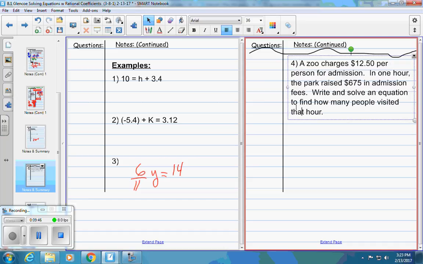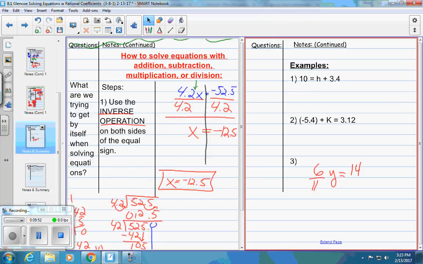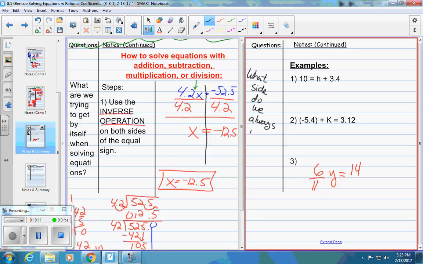All right, welcome back. Okay, so number 1, we're going to be using our inverse operation here to get rid of the 3.4 on the side with the h. Notice, does it ever say work on the left or always work on the right? No. So what side do we always work on? It's the side with the variable. It's whatever side the variable's on, that's the side we're going to work on. And we're going to see in future lessons, it can switch from the left side to the right.